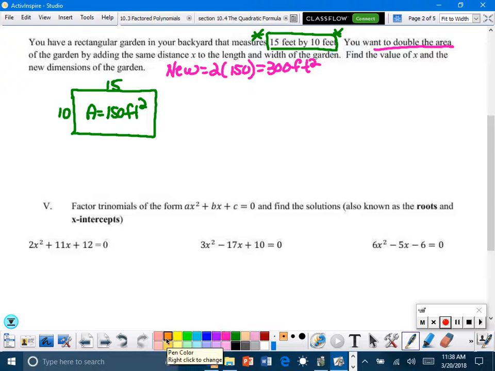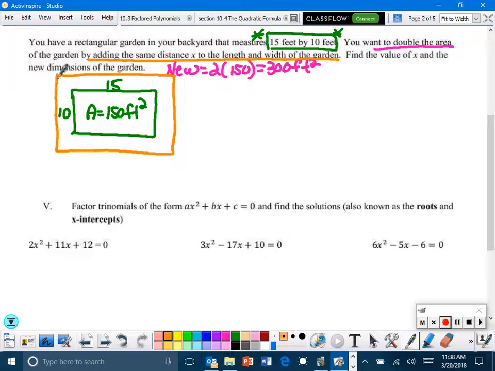It says that we're going to double it by adding the same distance x to the length and the width of the garden. So that means I'm going to add like a border, kind of looks like a picture frame all the way around it, and it's the same distance. So that's going to be the new garden. So the new garden is going to have new dimensions, and that's what we're trying to figure out.